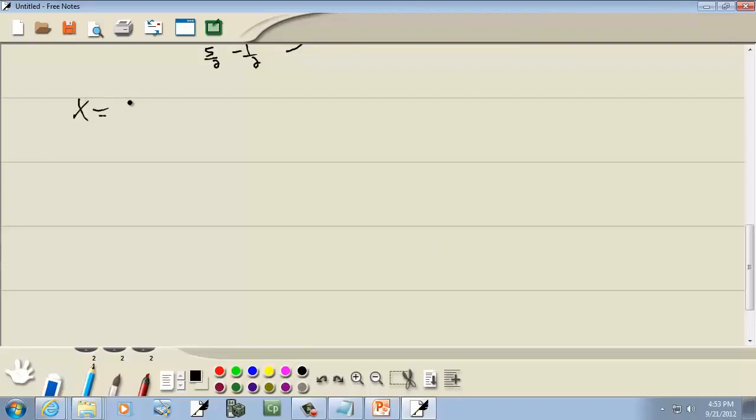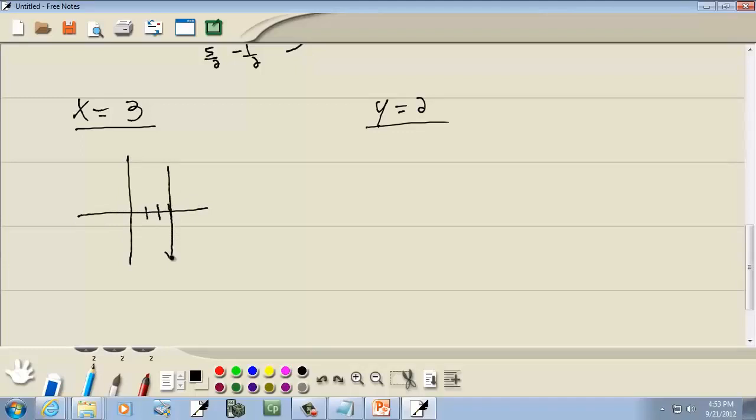Now let's remember our oddball cases. I'm going to do it with an example. x equals 3. We've already said x equals a number is a vertical line at that number. So that'd be a vertical line at 3. Now if I look at any point on this line, it'll be of this form: 3 and then some kind of y value. The x part will always be 3 no matter what.